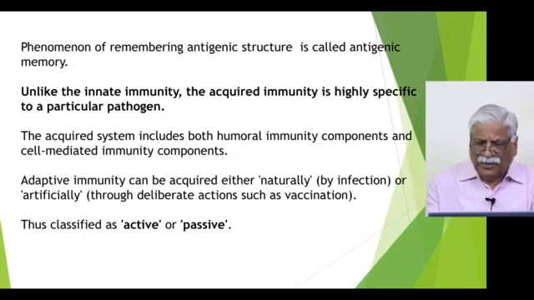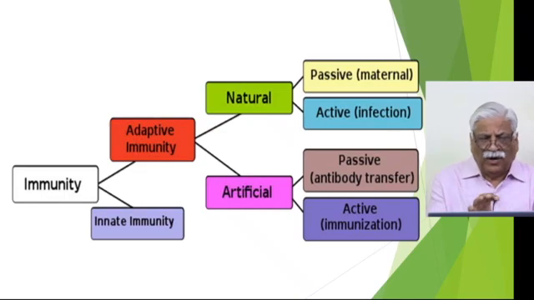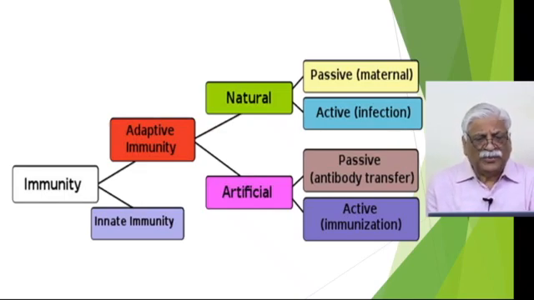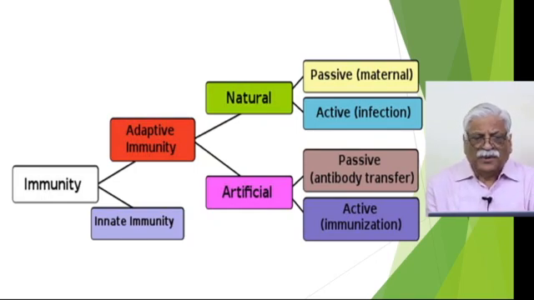One is known as active or passive. Here in the diagram I have explained exactly how immunity is classified. Immunity is of two types: innate immunity and adaptive immunity. Adaptive immunity is further classified as natural and artificial. Natural immunity is again identified as passive and active, and artificial as passive and active.